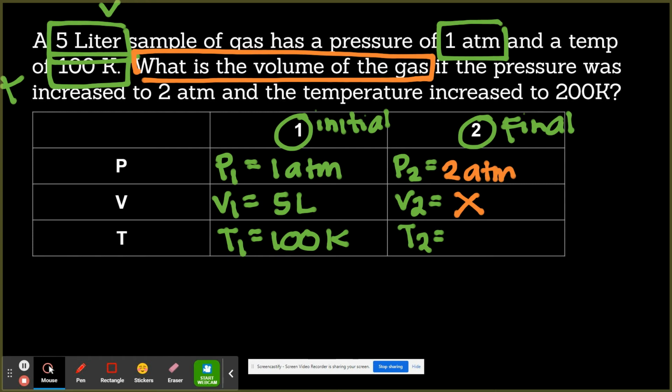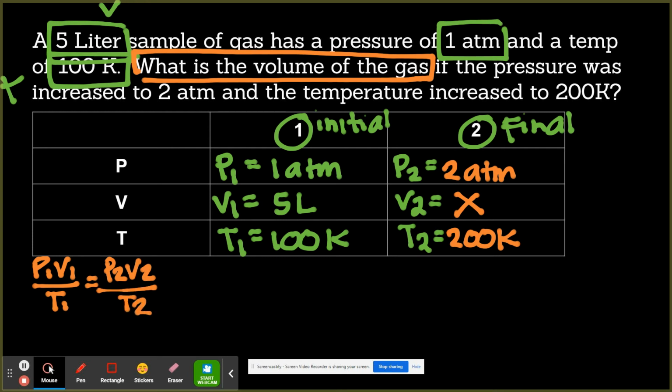All right. And the temperature increased to 200 K. So there's 200 K right here. See it? That's your givens right there. All right. So we have to look back again at our equation. What was that equation again? Our equation again, guys, is P1 V1 over T1 equals P2 V2 over T2.